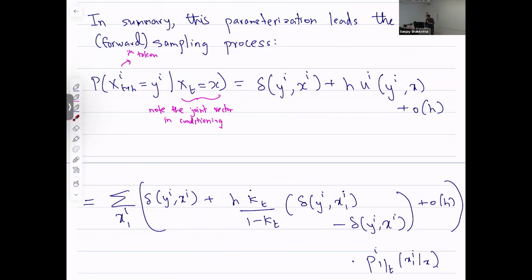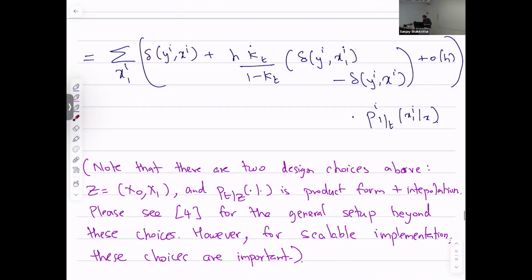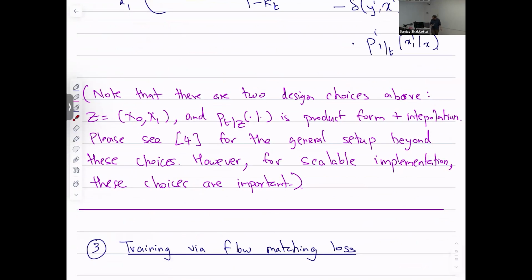This is the forward process for the ith token, ith noising. Look at the joint vector, the entire joint vector. If y_i equals x_i, it's 1 plus some h times the factored velocity. So the key point to note is there are two design choices here. Z is x0 and x1, that's this thing, and p_t conditioned on Z is product form plus this interpolation.